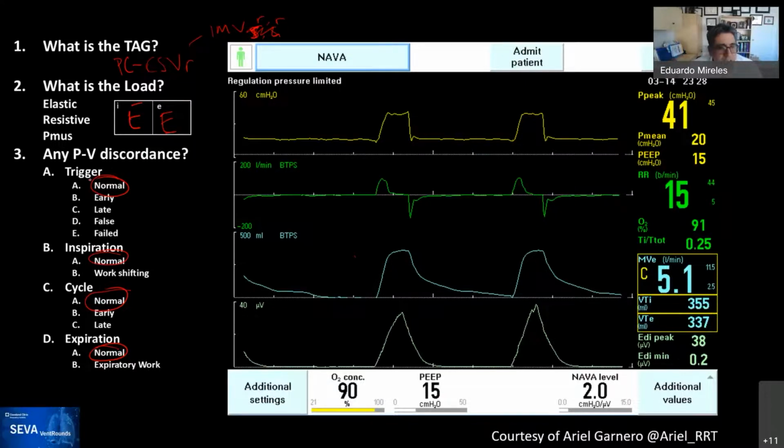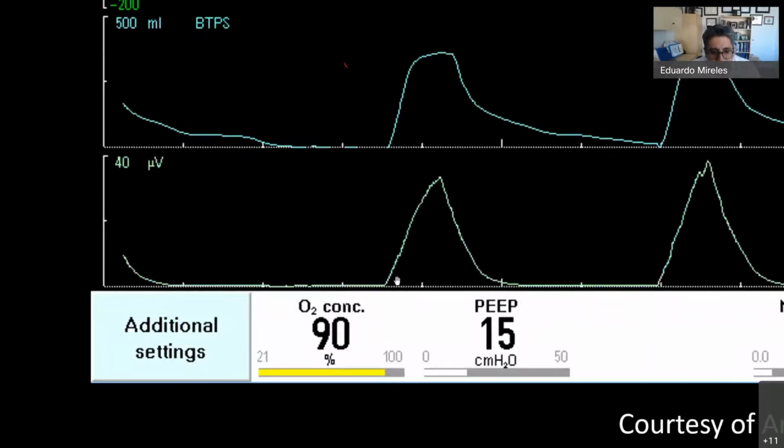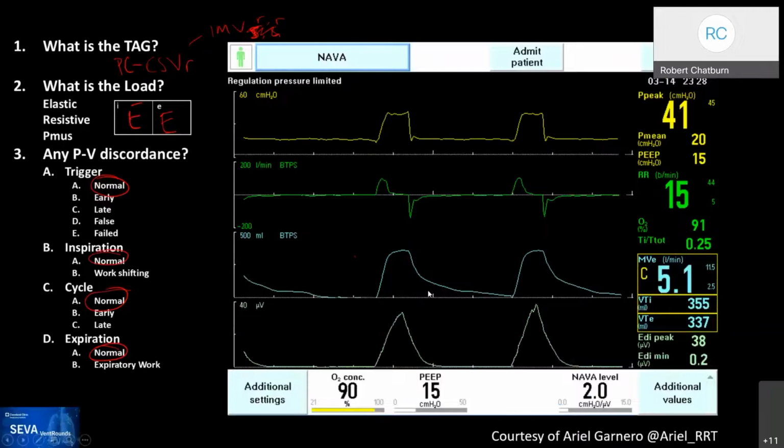So then let's do any PV discordance on the trigger. I know that you guys have a limited view right now, but I'm going to show you this. Now you see the EDI, and you see the color change down here. In the EDI, it's white. It's like maybe a little white there. Okay. Yeah. Purple. Yeah. Excellent. So now you saw it. So the trigger is actually our EDI.